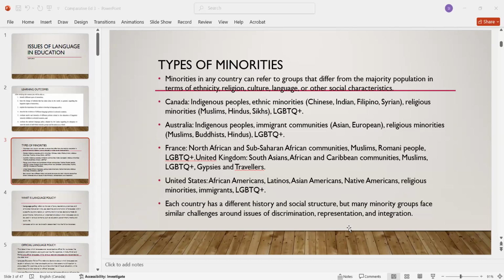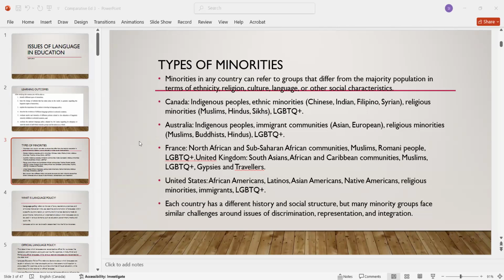So if someone asks what a minority is, you'll be able to answer. That means in any country it refers to groups that differ from the majority population. In Sri Lanka, Sinhala people are the majority population. Other than that, the other groups will be categorized as minorities, in terms of ethnicity, religion, culture, language, or other social characteristics.